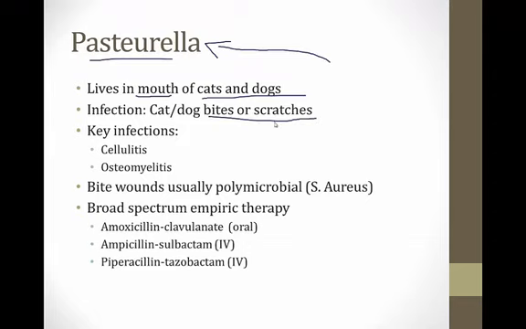It can cause a couple of infections. It can cause cellulitis when it bites or scratches the skin. It can also get into the bloodstream and cause osteomyelitis. And one thing to remember is that bite wounds from animals are usually polymicrobial.